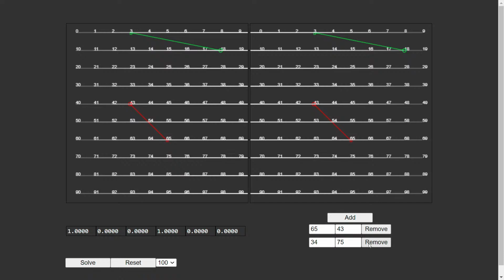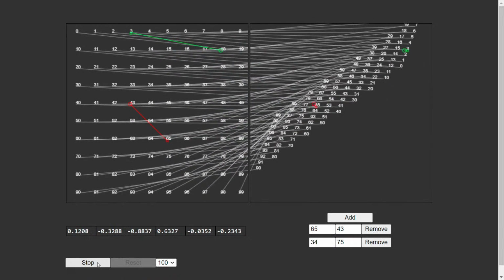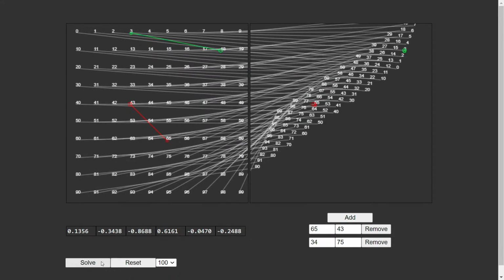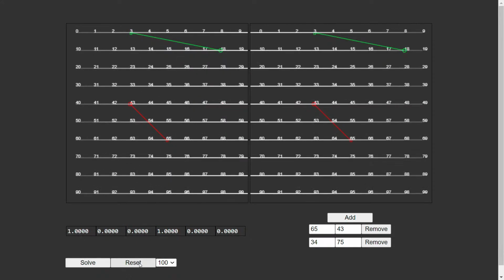Ooh. It didn't remove the correct one. My app is broken? Now I don't know what to do. Oh no, I broke the app. Oh god. We were on a pretty good roll too.